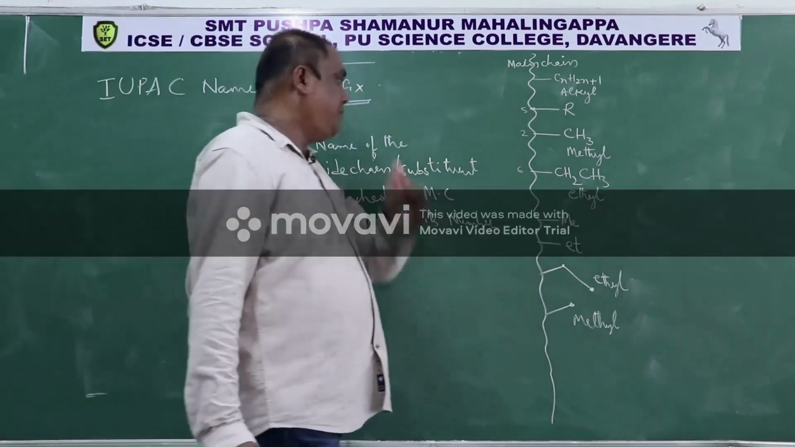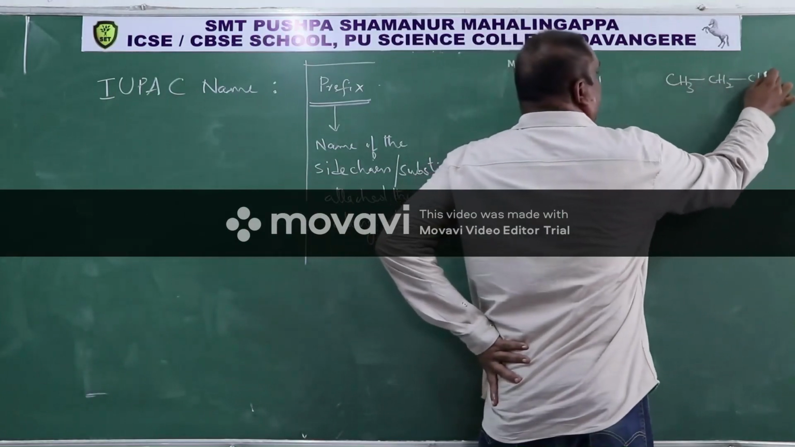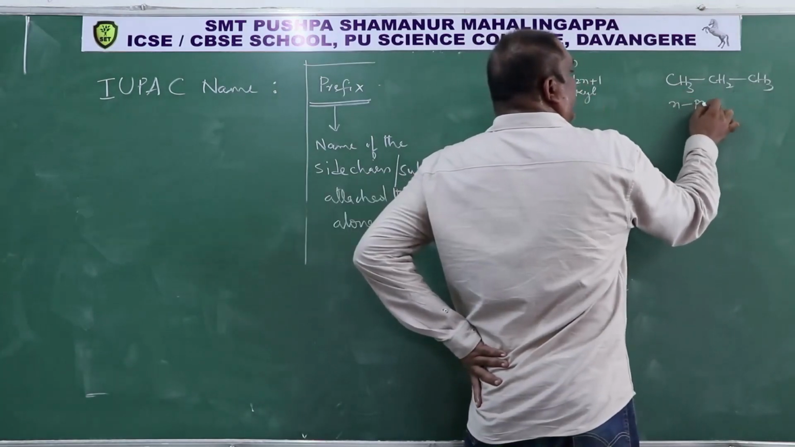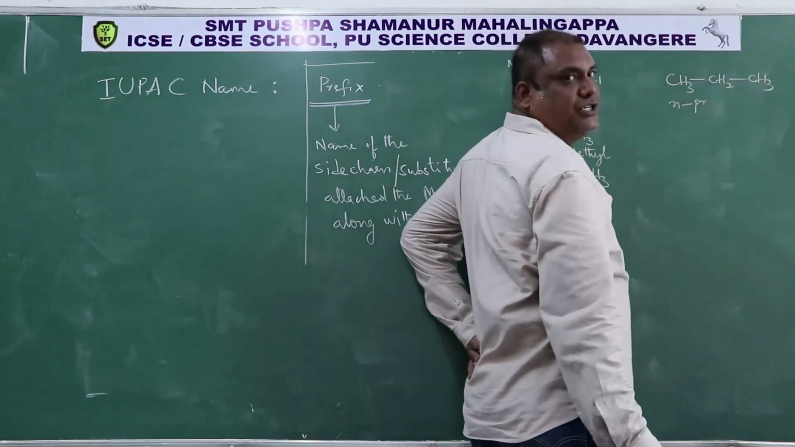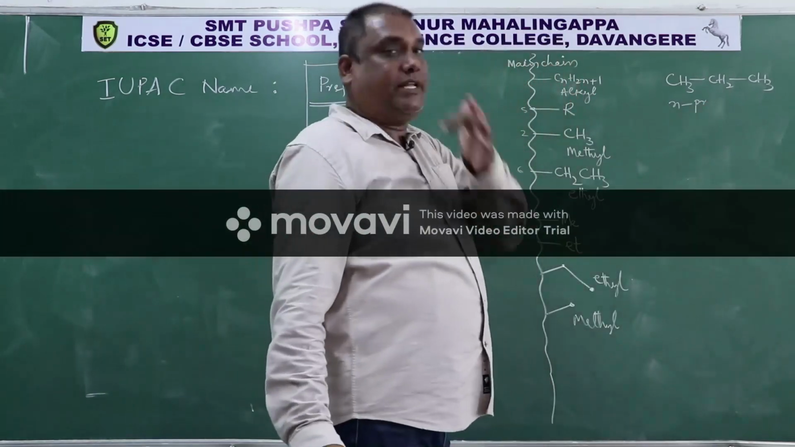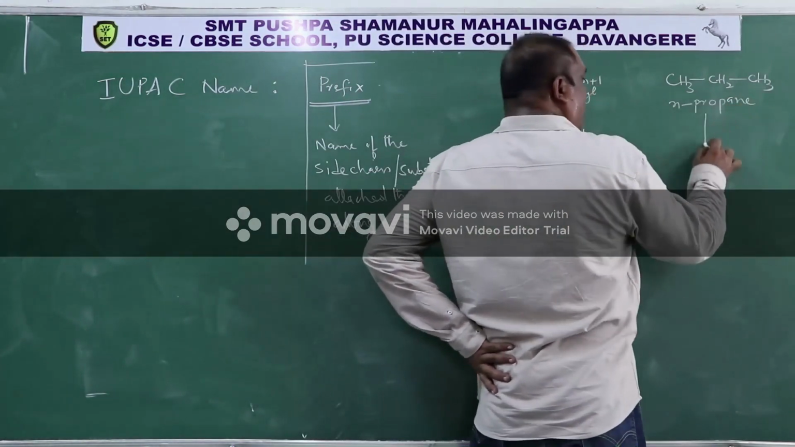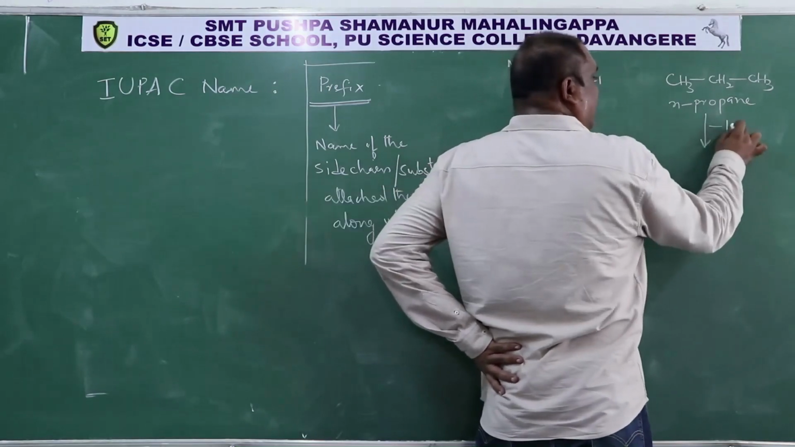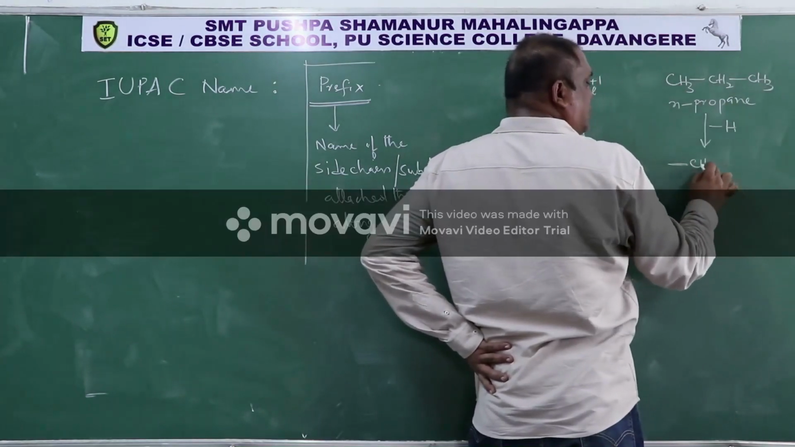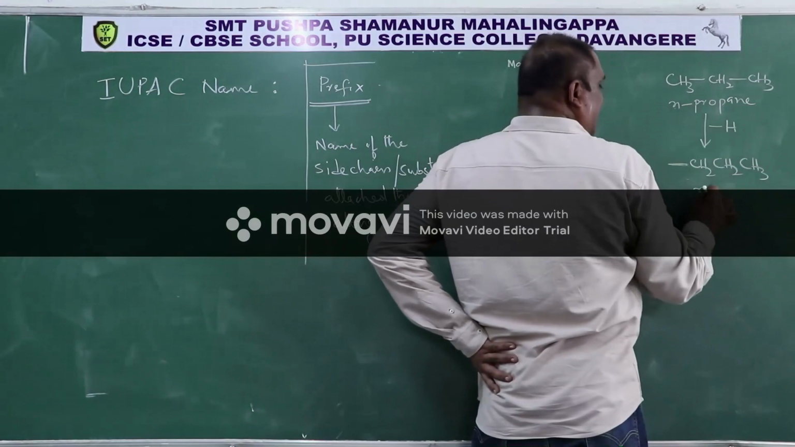Okay. Then if the alkane is like this, CH3, CH2, CH3, then its name is n-propane. n means the chain is straight, not branched. Therefore it is called n. When the chain is straight, then we say n, meaning normal chain. So it is called n-propane. Now from this n-propane, I am removing one hydrogen atom either from this carbon or from this carbon. It will become a hanging bond. This is CH2, then CH2, then CH3. So as it is n-propane, it is called n-propyl.